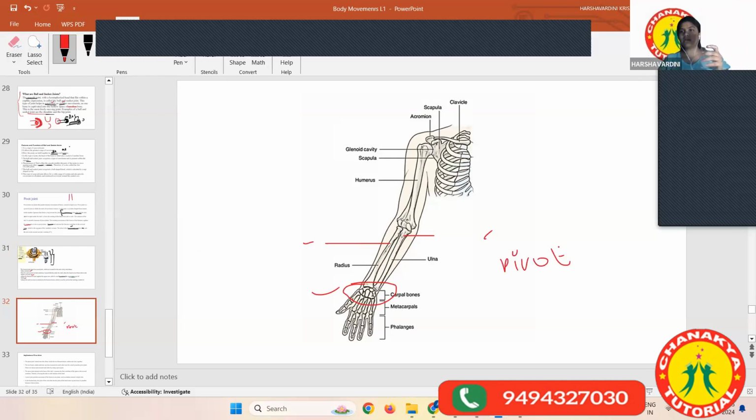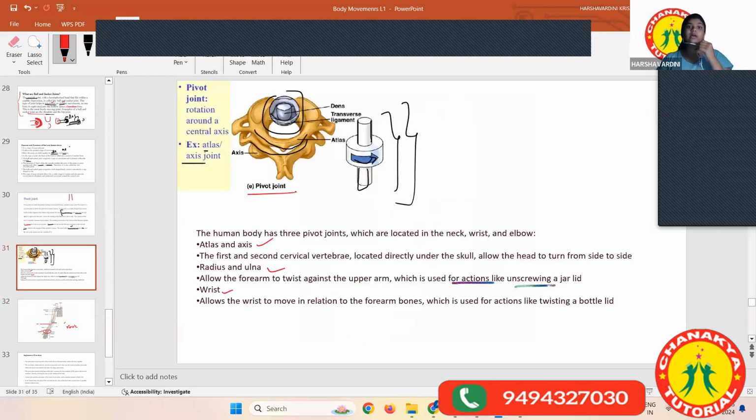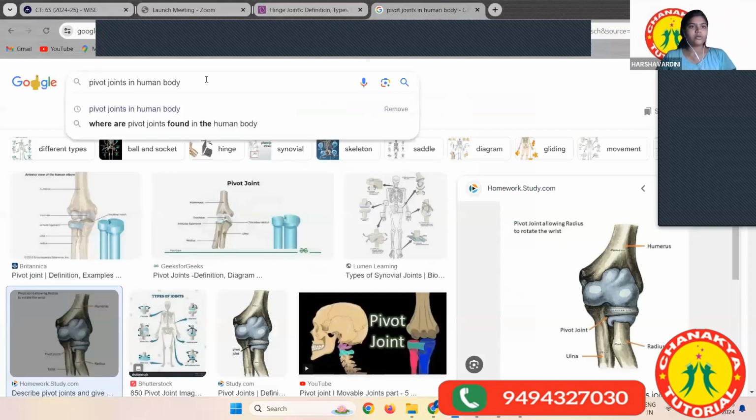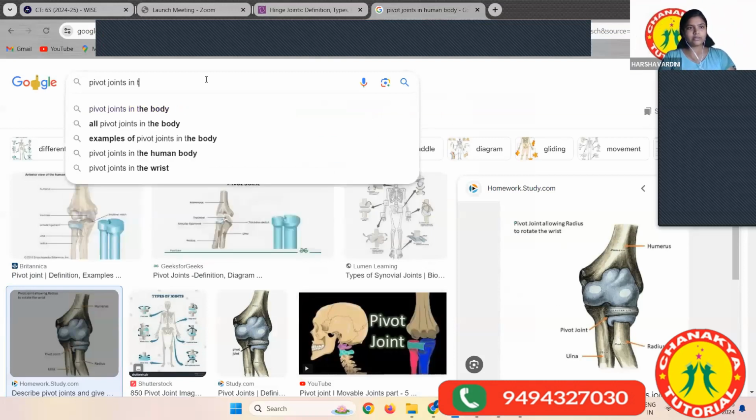So I have my bottle here. I want to turn it, now open my bottle. Which bone am I using? This bone. And here. Yes? Exactly that happens. So if you want to have the image of this atlas and axis, then we'll go to atlas and axis.